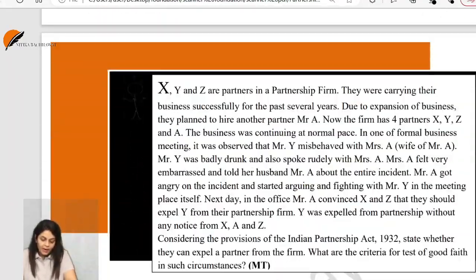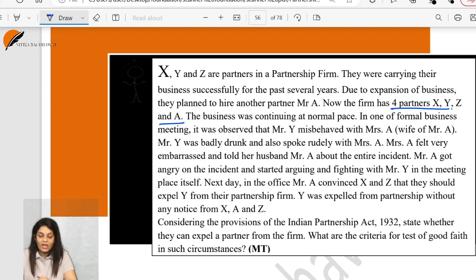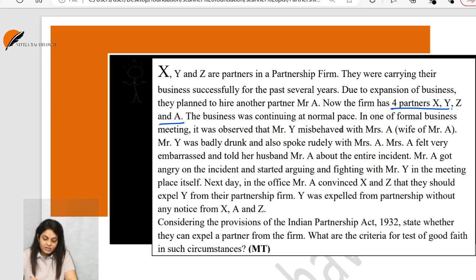X, Y, and Z are partners in a firm. They were carrying on their business successfully for the past several years. Due to expansion of business, they plan to hire another partner, Mr. A. Now the firm has four partners, X, Y, Z, and A. The business was continuing at a normal pace.